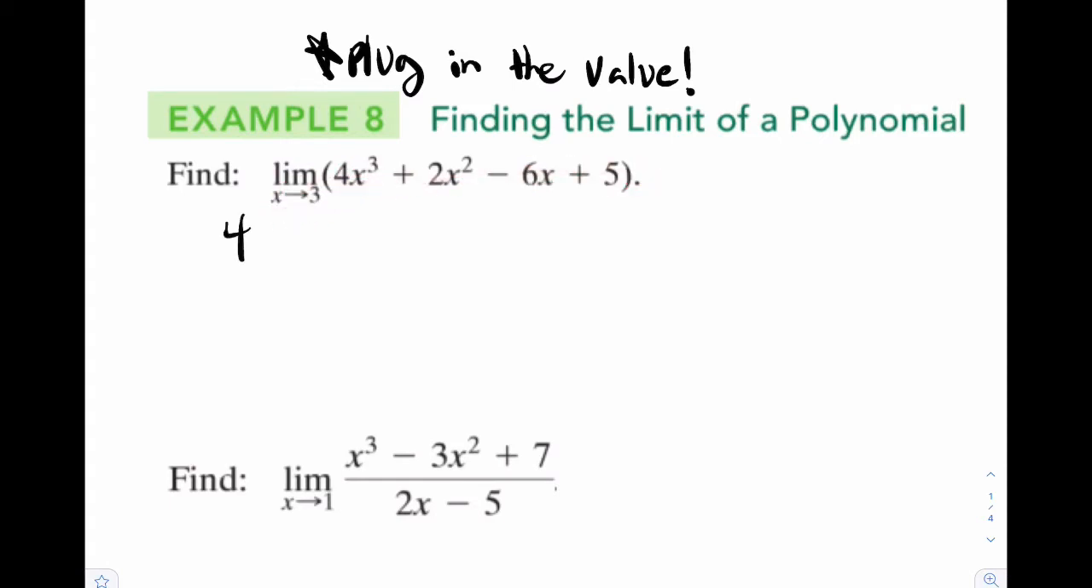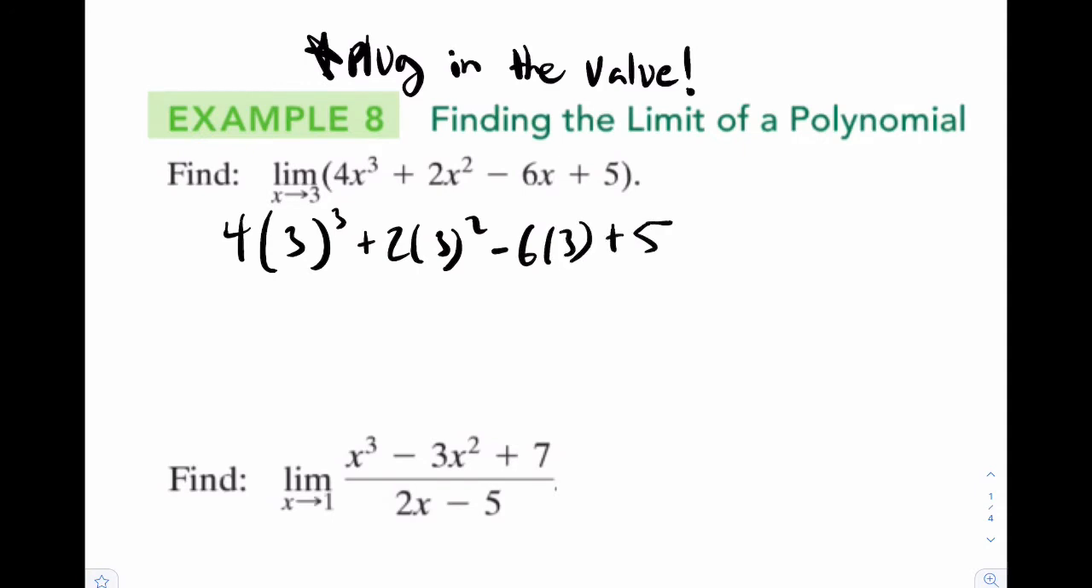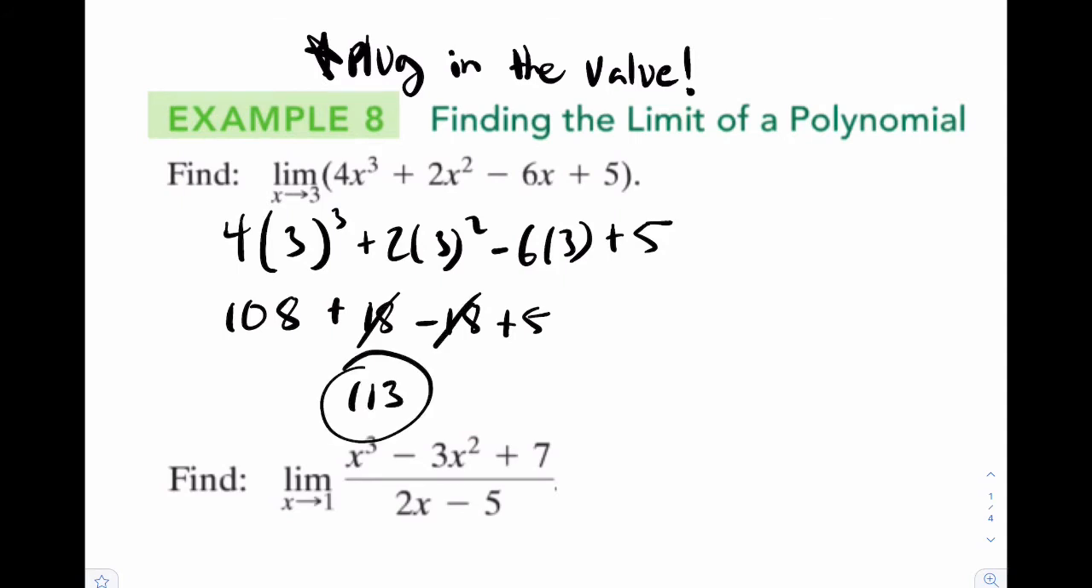So 4, let's plug in 3, so 2, 3 squared minus 6 times 3 plus 5. So 4 times 27, that's 108, plus 18 minus 18 plus 5. Those cross out, we get 113. So the limit is 113.